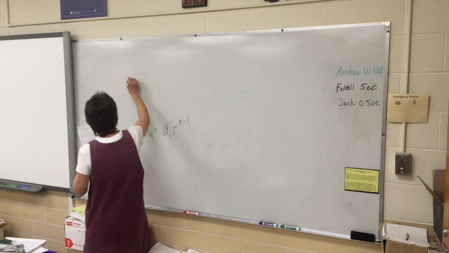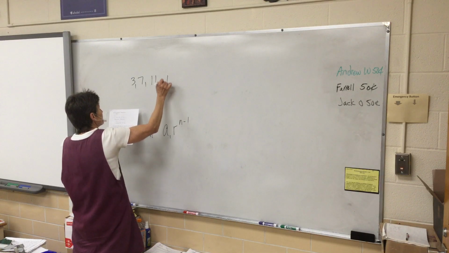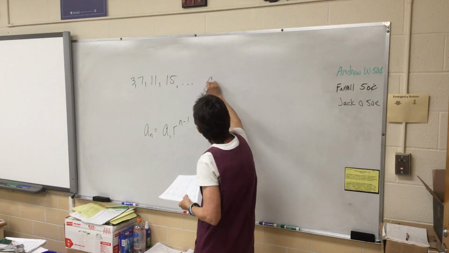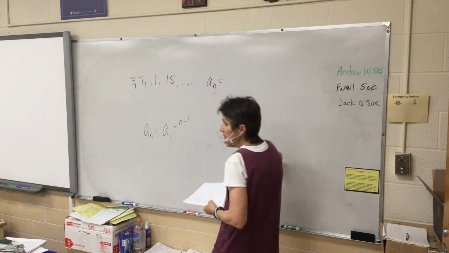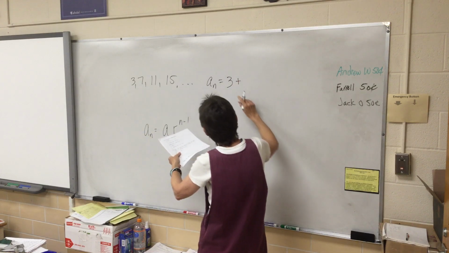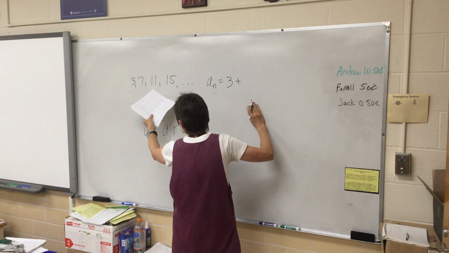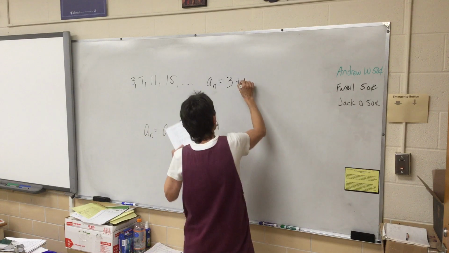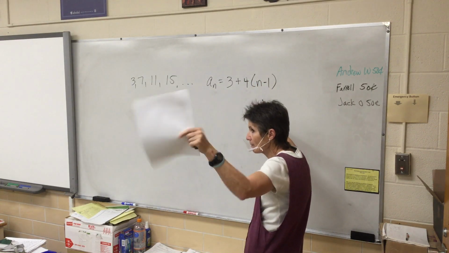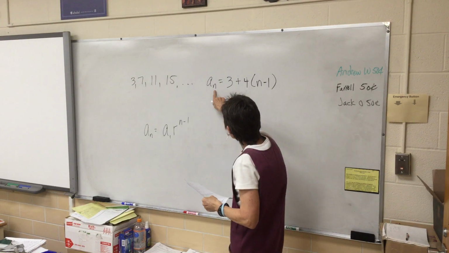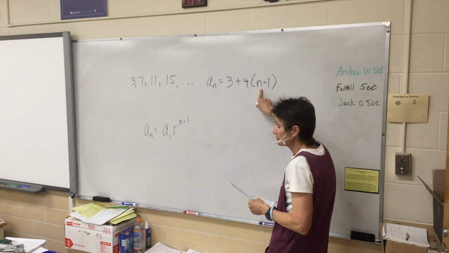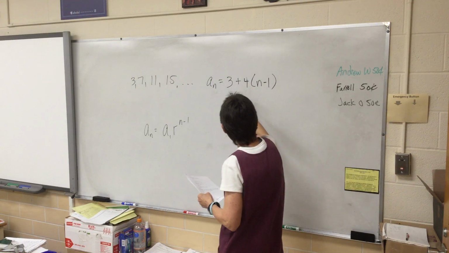Arithmetic or geometric? Arithmetic, right? So this is an arithmetic one. The explicit formula is the first term plus the common difference, which is what? What's our common difference? 4 times n minus 1. That's the formula that you should have written down up above. A sub n equals a sub 1 plus d times n minus 1. Now, let's clean this up.